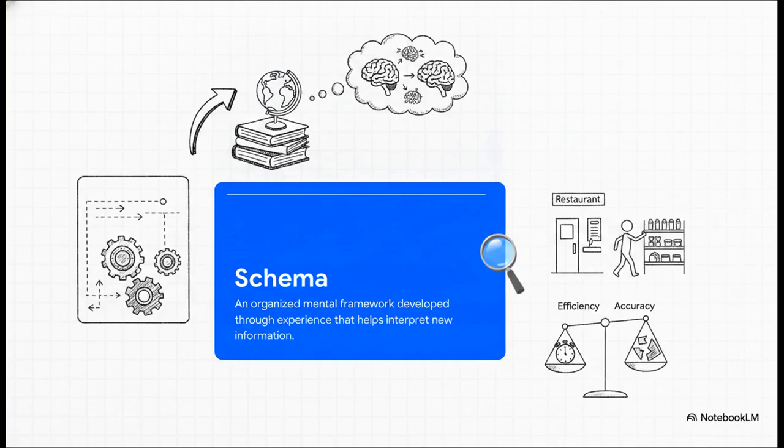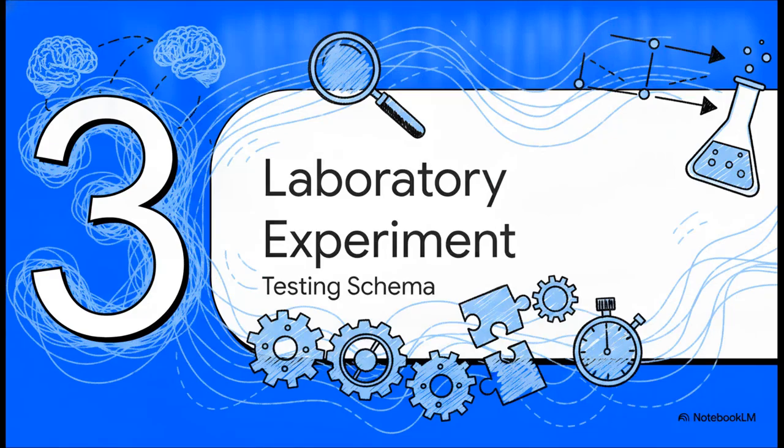Let's say you walk into a restaurant you've never been to before. You already know you should probably wait for a host, sit down, and look at a menu, right? That is your restaurant schema at work. It lets us process information incredibly efficiently and understand unfamiliar situations in a snap. But as our experiment will show, this amazing efficiency comes at a real cost to absolute accuracy. Which brings us to part 3, the schema laboratory experiment. How do cognitive psychologists actually isolate and test this invisible mental framework in a strictly controlled lab setting? Let's check out the methodology.